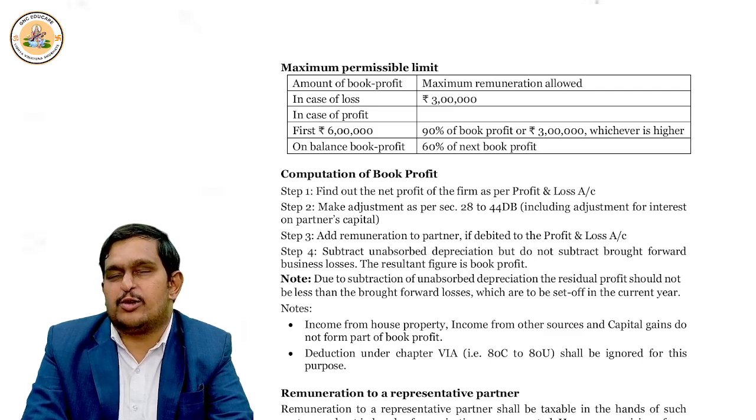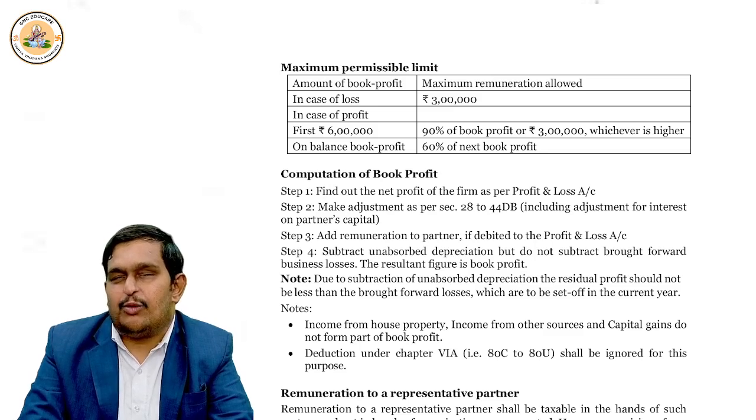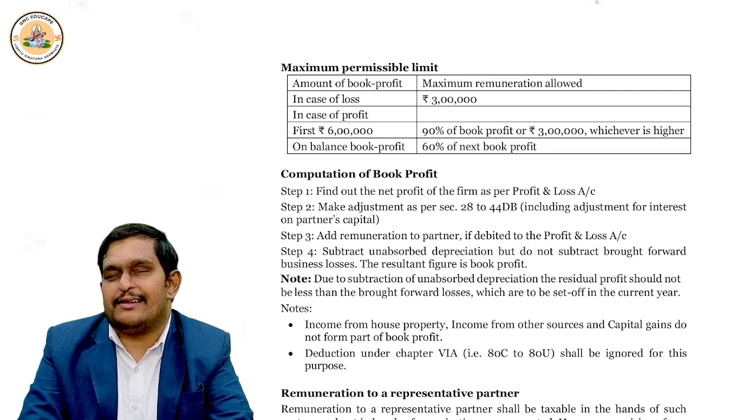Suppose in the question they give book profit as 20 lakhs. Don't worry, the first 6 lakhs would obviously be 5 lakh 40,000. It will not change, correct? Because 6 lakhs into 90% is 5 lakh 40,000, or 3 lakhs, whichever is higher. But further, how much is the surplus? 6 lakhs to 20 lakhs, the difference is 14 lakhs. 14 lakhs into 60% comes to 8 lakhs 40,000. So this time it will not match. 8 lakh 40,000 plus 5 lakhs 40,000, when you total it, you get 13 lakhs 80,000. This way you have to compute the maximum remuneration allowed.